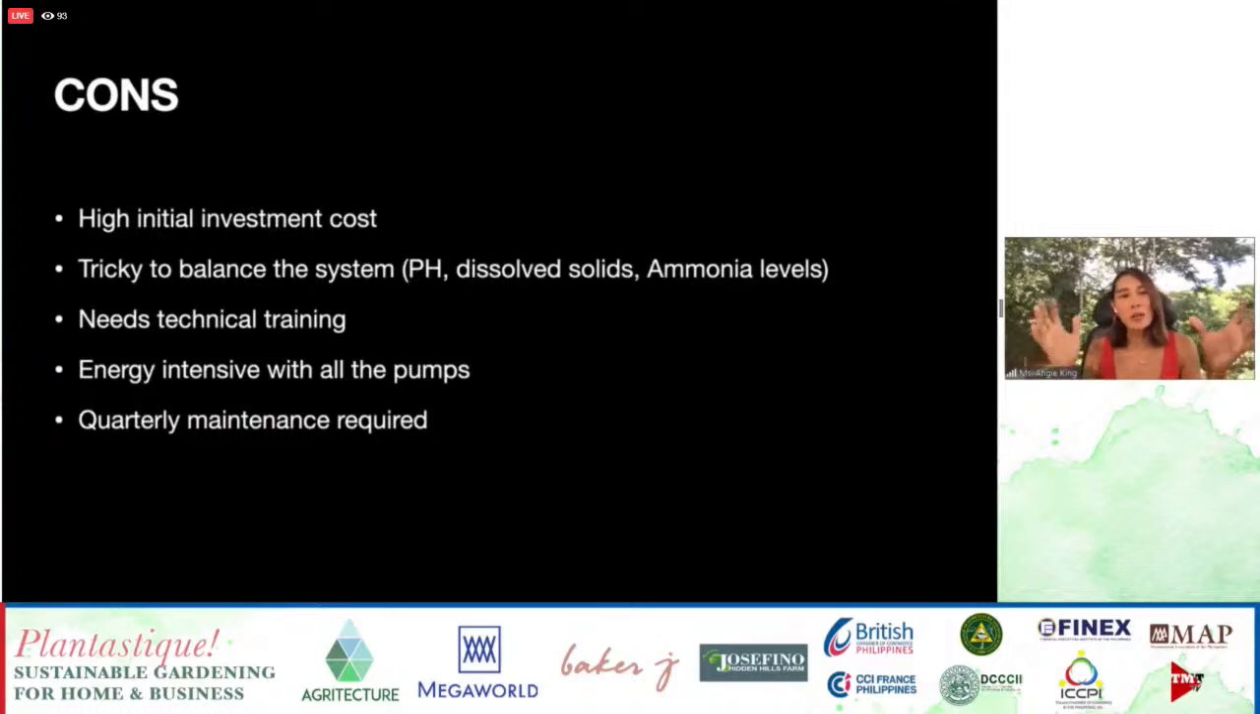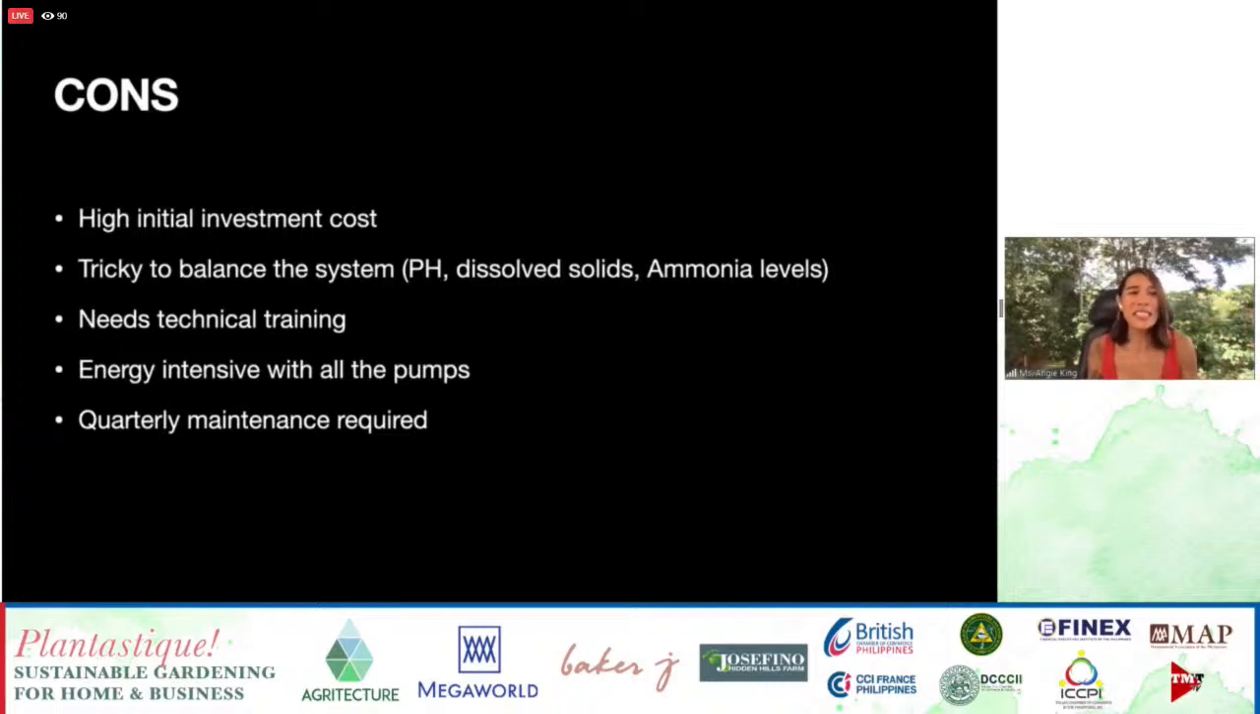Sometimes in smaller aquaponic systems, it is tricky to balance the system in terms of pH, dissolved solids, ammonia levels, and there's actually more technical stuff involved in balancing the water to the plants and the volume of fish to the number of plants that you're using. And yes, it does need technical training, which is why I've actually hired consultants to help us with that.